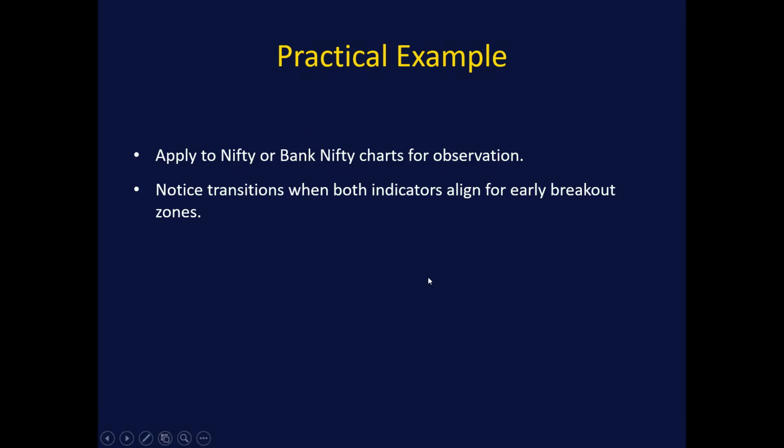So for practical use, you need to apply it on Nifty or Bank Nifty for observation. You notice the transition when both indicators align for early breakout zones. When they align together, it is an early entry. You need to enter early, especially when you are trading in options. The entry should be very precise. If you make a mistake, you cannot sustain the slippages, because you will be seeing huge losses.